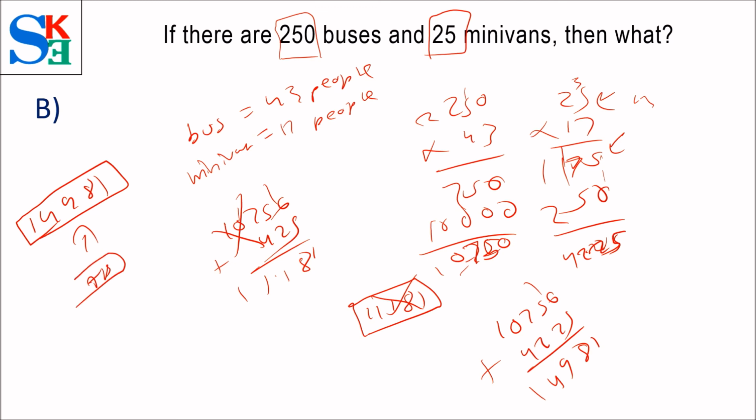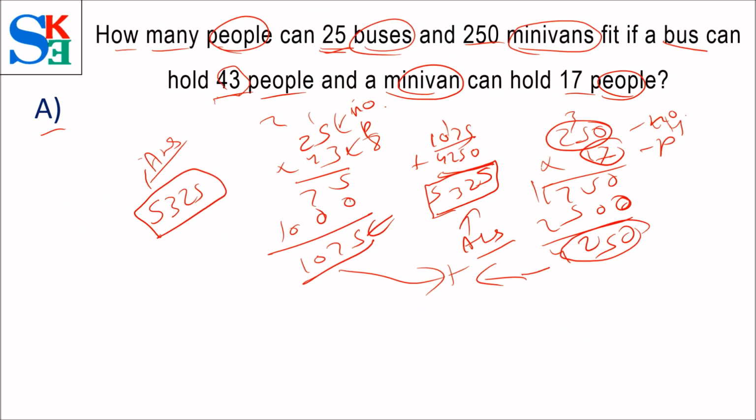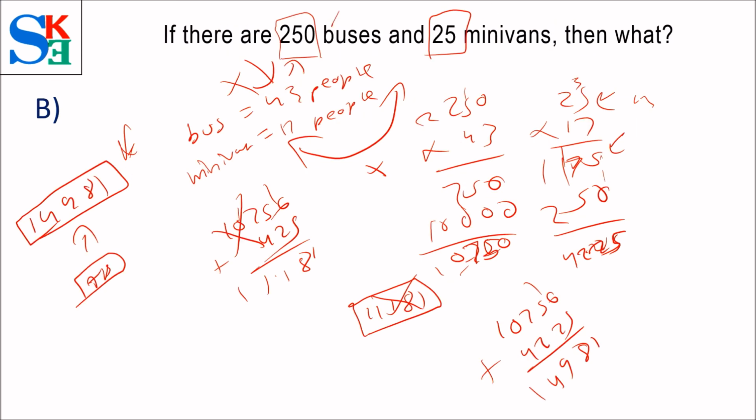Okay, this was actually also very easy. All I needed to do was multiply them together, basically the same thing I did in the earlier question, but I just need to reverse it. So this is our answer. And also, this is not the same as 5325. Why? Because there were fewer buses and more minivans before. But now there are more buses and fewer minivans. And a bus can hold more passengers than a minivan. So the answer is going to be more than the first one.